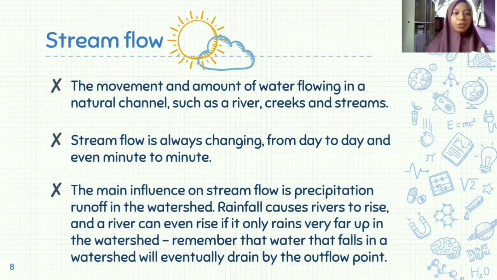Stream flow. Stream flow can be identified as the movement and amount of the water flowing in the natural channel, such as a river, creek, and stream. Stream flow is always changing from day to day and even minute to minute. The main influence on the stream flow is precipitation runoff in the watershed. Rainfall causes a river to rise, and a river can even rise if it only rains very far up in the watershed. Remember that the water that falls in the watershed will eventually drain by the outflow point.